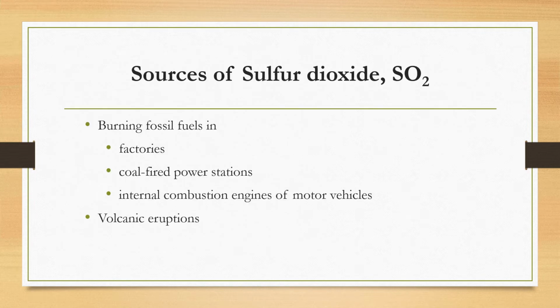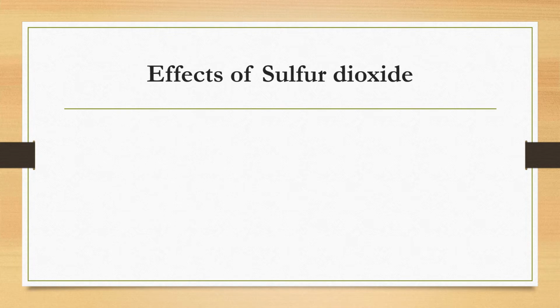Let's now sum up the sources of sulfur dioxide that you have learned. Sulfur dioxide is formed during the burning of fossil fuels in factories and coal-fired power stations. It is also formed in internal combustion engines of motor vehicles. Volcanic eruptions also release a large amount of sulfur dioxide into the air. Let's now explore some effects of sulfur dioxide.